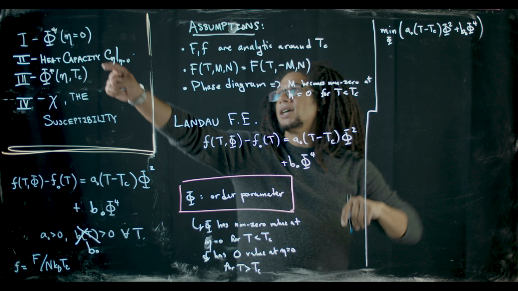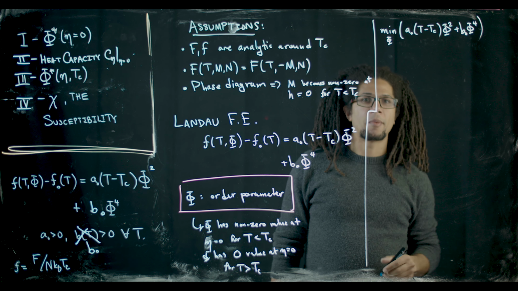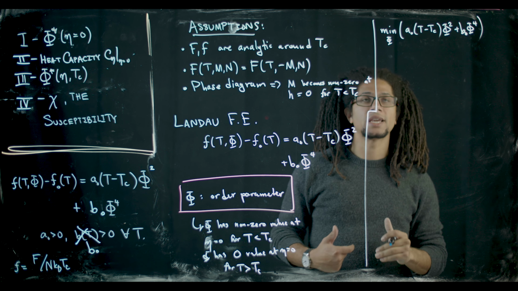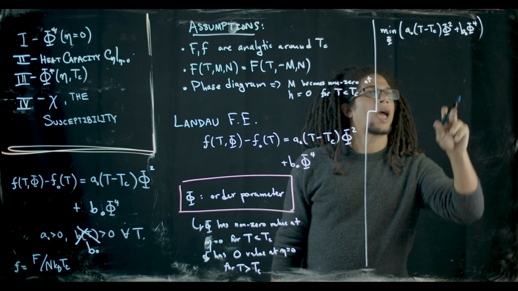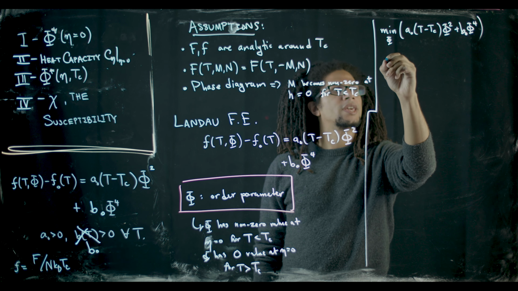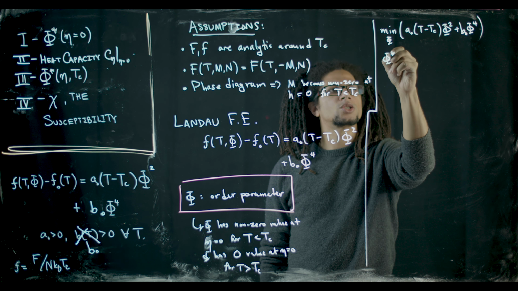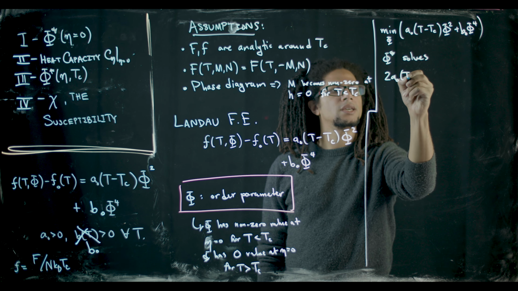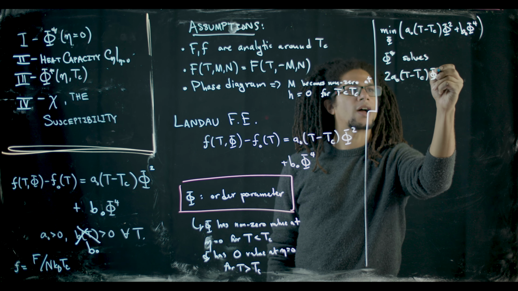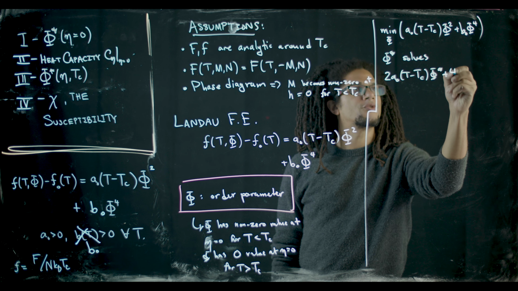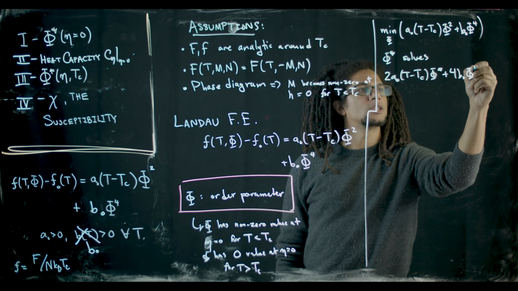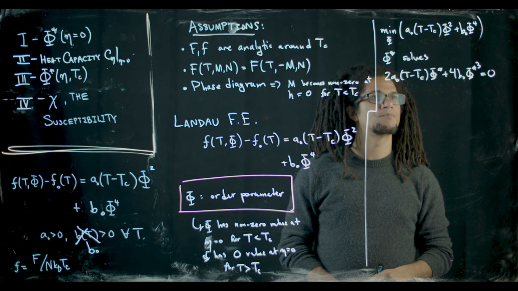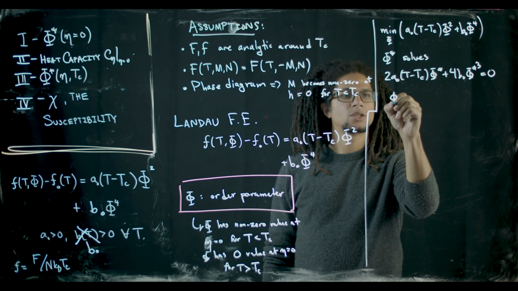Now notice that because eta is equal to 0, I don't have to worry about my minus eta phi term here, although we will have to look at that in a moment. Excellent. Let's do it. What we get is that phi star solves 2a naught (t minus tc) phi star plus 4b naught phi star cubed equal to 0, since we're looking for a minimum. And we see that this has two solutions.